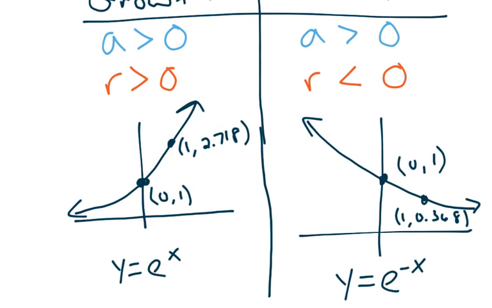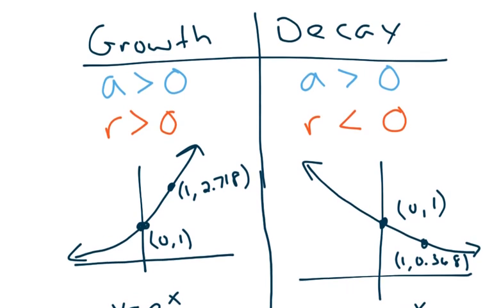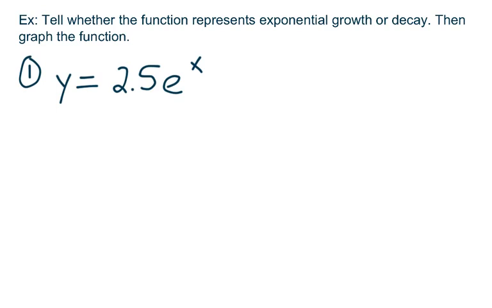If you type in e to the negative first power, you should get about 0.368. Okay, so there's a difference between growth and decay. Really, the only thing that changes is this R value. Whether it's negative or positive will determine whether or not it is growth or decay. Okay, so let's do an example.